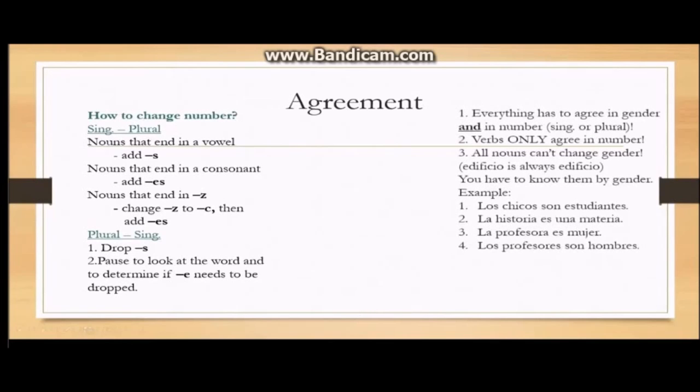A few things that we want to keep in mind are that everything has to agree in gender and in number. Verbs only agree in number. Not all nouns can change gender, like how profesor becomes profesora. For example, edificio is always edificio. You have to know nouns by gender. In the vocabulary, when you see el or la or un or una, that's going to help you determine the gender and number.